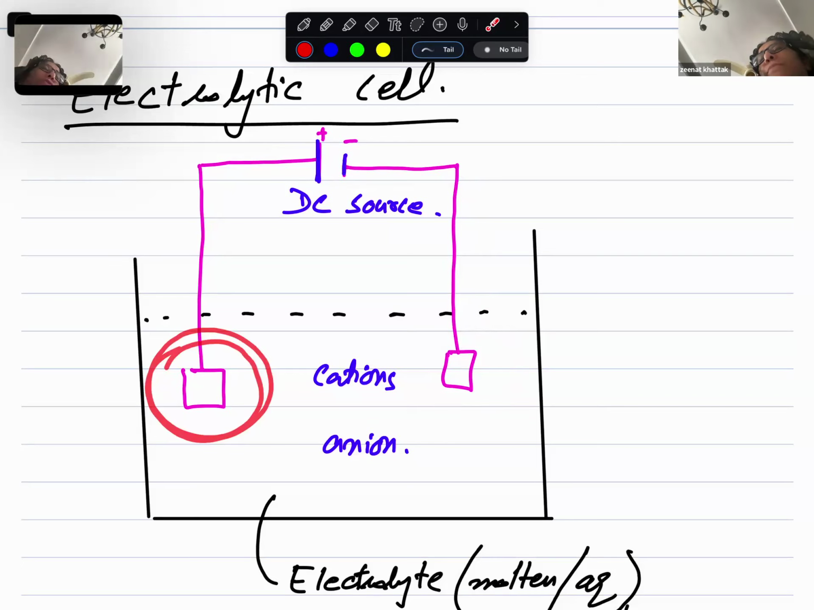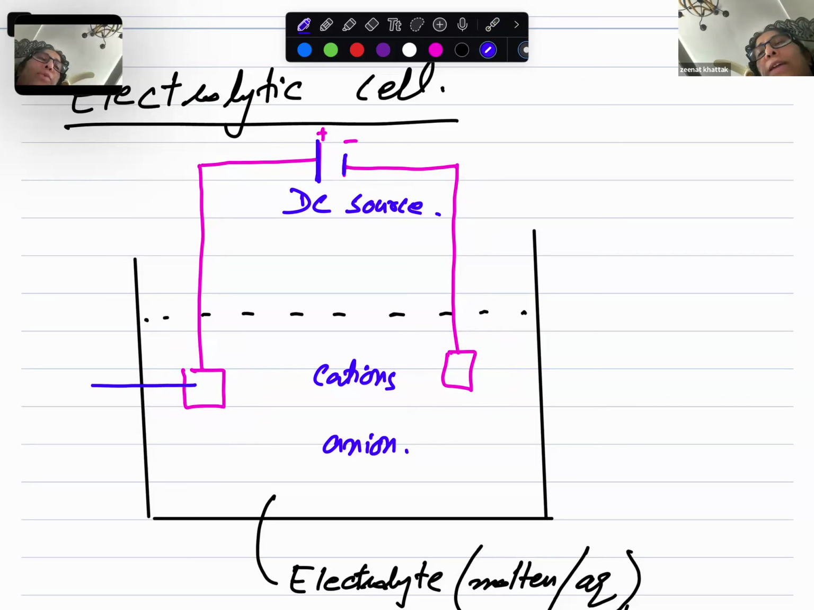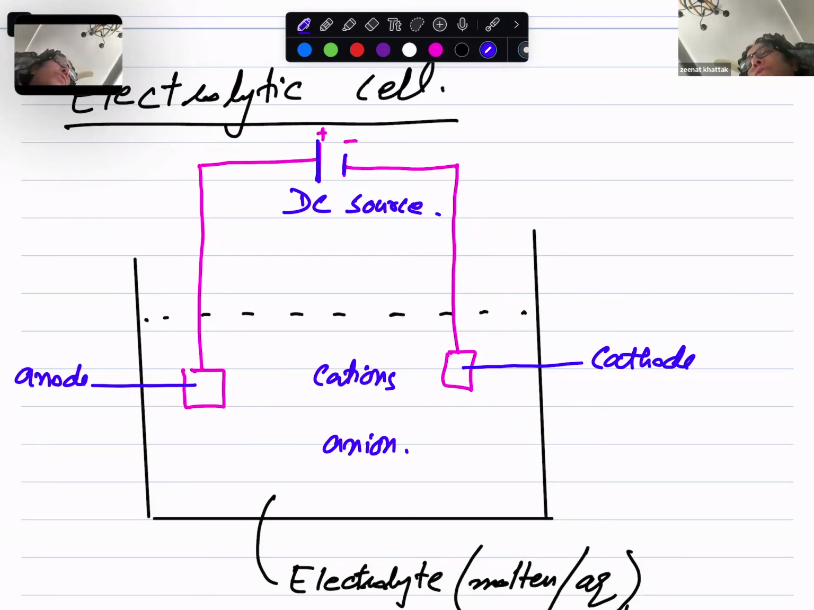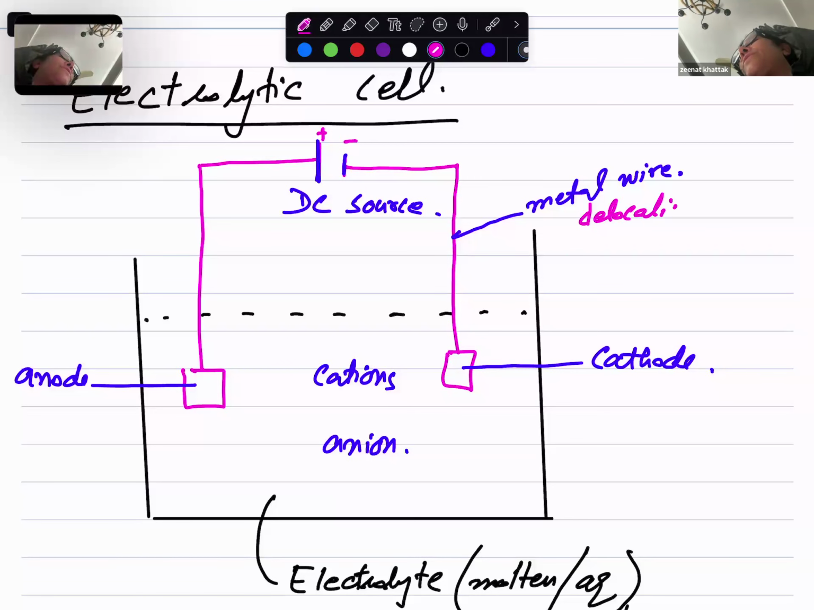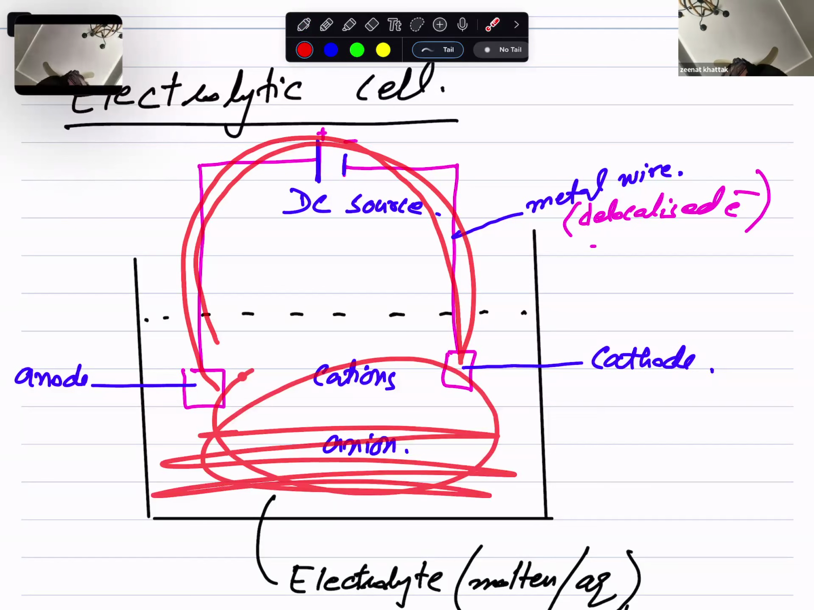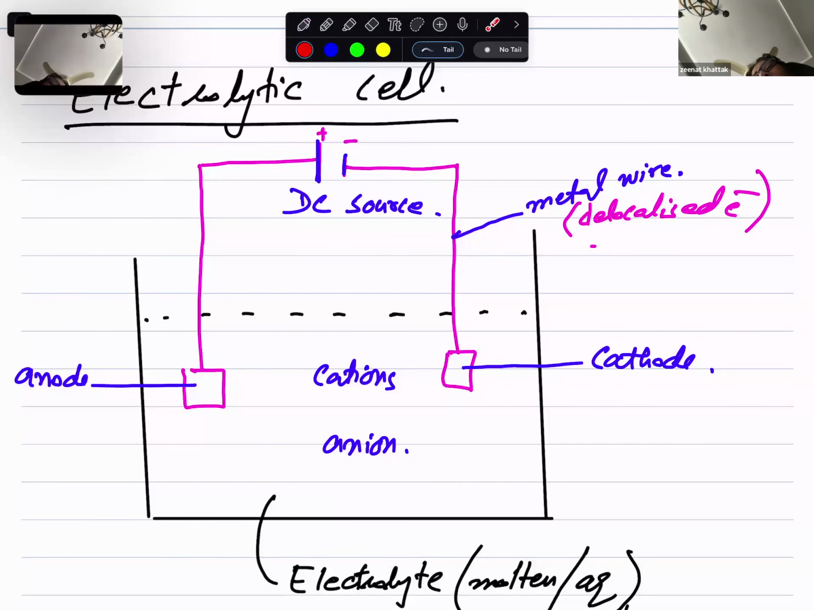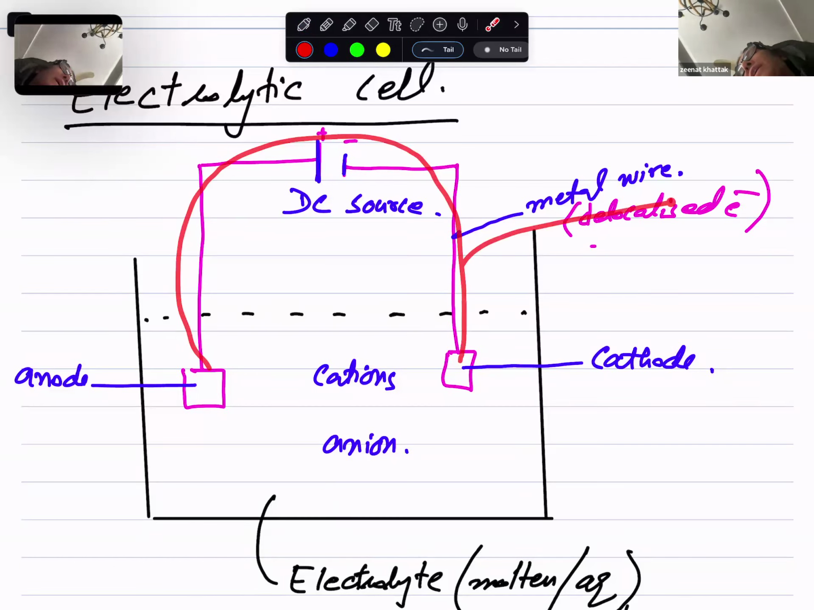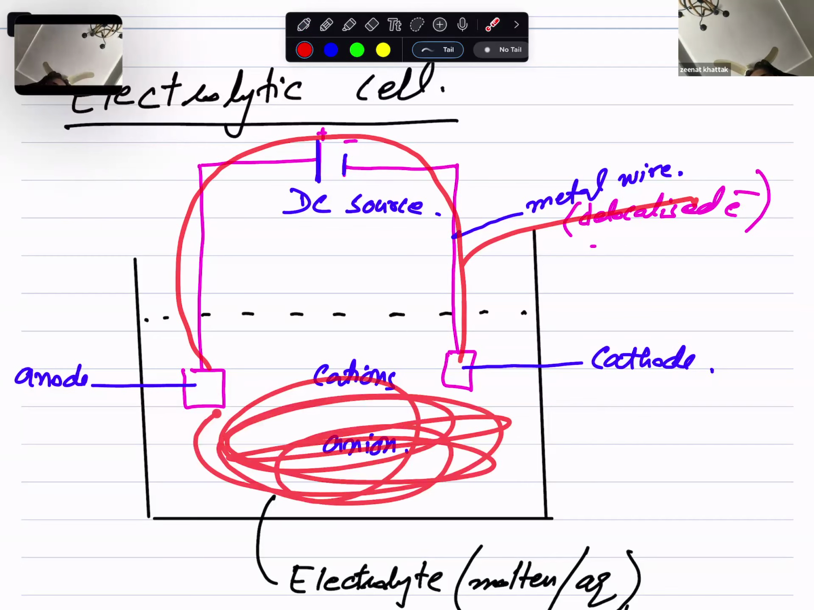The one that is connected to positive is called the anode. Why is it called anode? Wait a minute. And the one which is connected to negative is called what? Cathode. Right? Now these are metal wires, and they conduct electricity. Why? Because of delocalized electrons. Look, in the external circuit, electrons; inside this place, ions. Like in the outer circuit, electrons; in the inner circuit, ions.